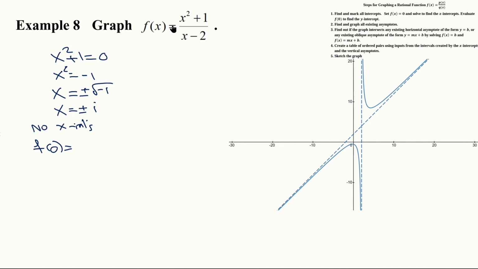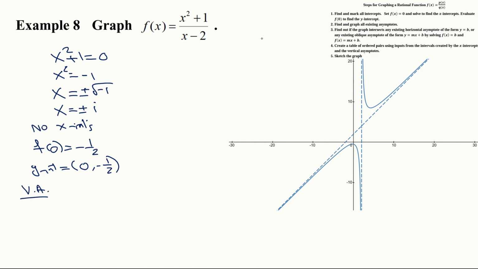So we plug in 0 for x, so 0 plus 1 is 1, 0 minus 2 is -2, so we get -1/2. Okay, so the y-intercept is (0, -1/2).